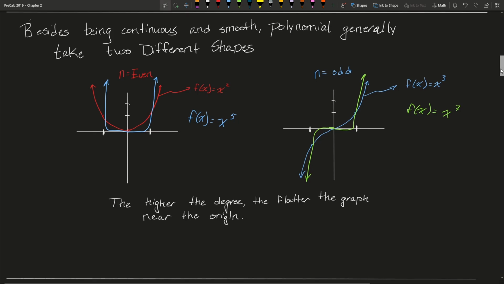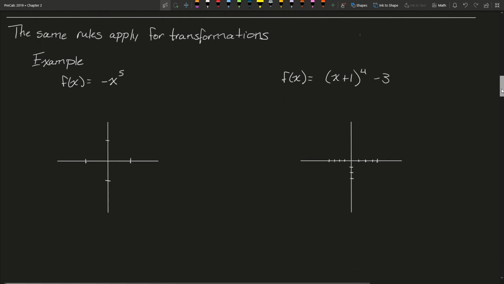In these higher degree polynomials, the rules of transformation still apply. So for example, if we have f(x) = -x^5, we should know approximately what that looks like. Our degree is 5, which is odd, so it'll look something like x^3. And then this negative tells us that it's upside down. This is a negative outside of parentheses, which means we flip the entire graph upside down. So it should look something like this.